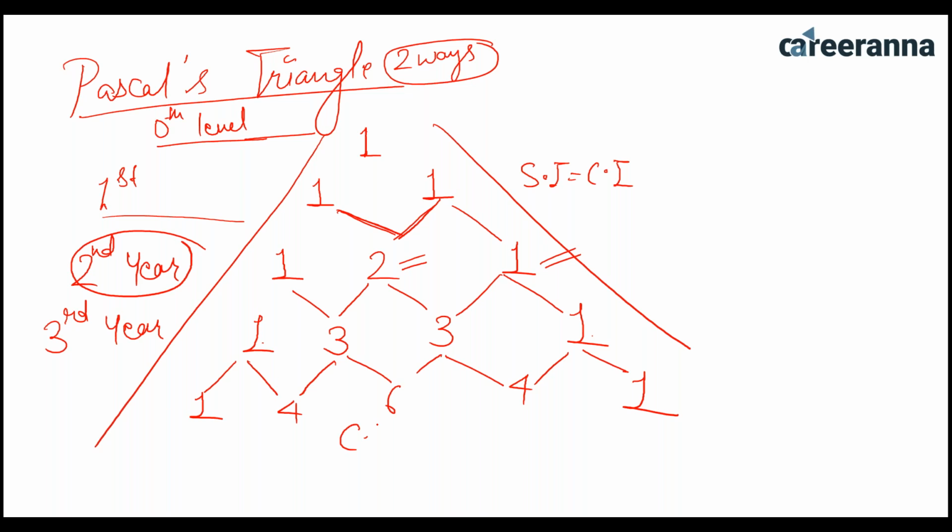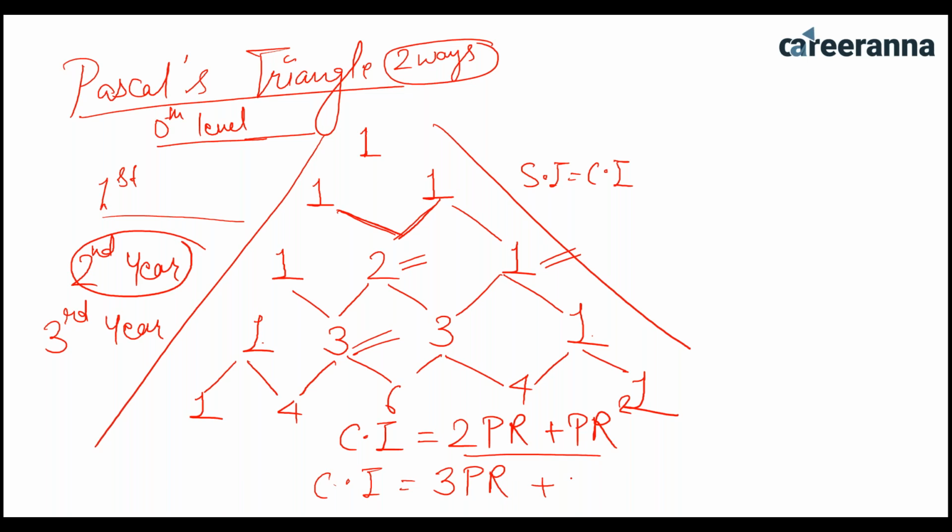Yes, very good. So can I say my compound interest for the second year was 2PR plus PR square? Can you recall it? I told you that your compound interest is going to be 2PR plus PR square. Right. For the third year, I told you your compound interest is going to be 3PR plus 3PR square plus PR cube. Can you recall it again?